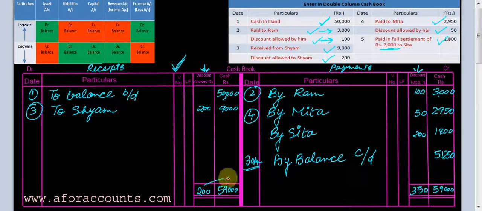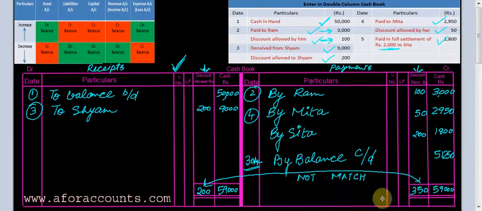Discount columns, we have to total and keep, but they will not match. A rule to be followed: discount column totals will never match. You don't have to match them because you don't have to balance them. Just keep the total and leave it. And here the cash account will be balanced. Whatever is coming in, put it here. Whatever is going out, put it here. A cash book with a discount column and a cash column is known as a two column cash book or a double column cash book.